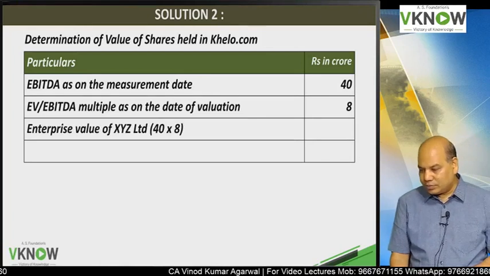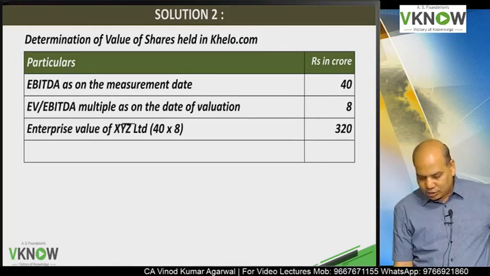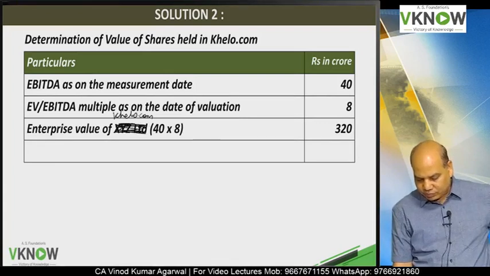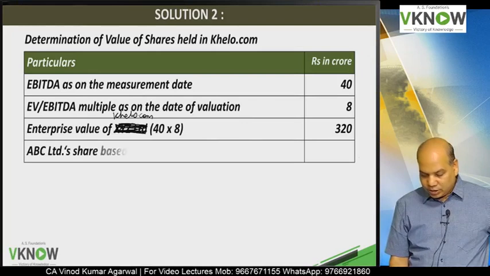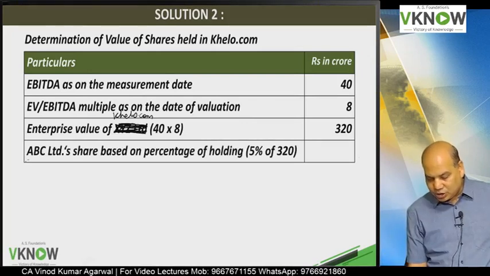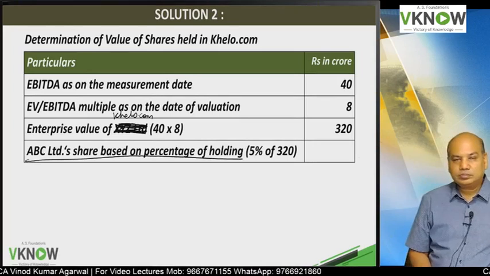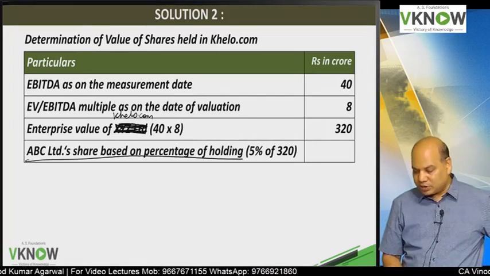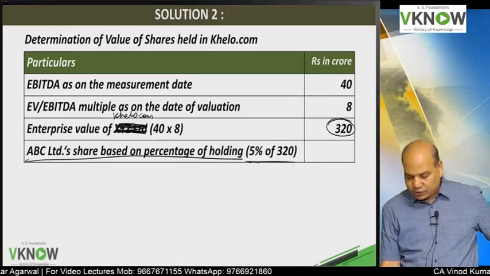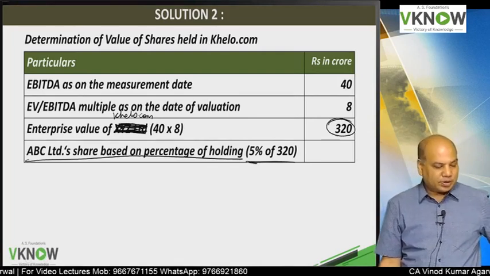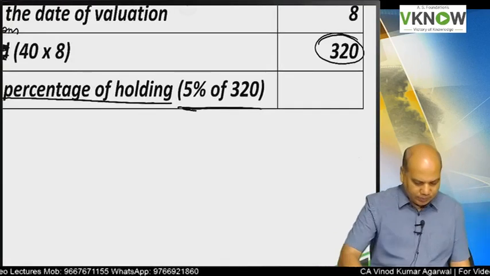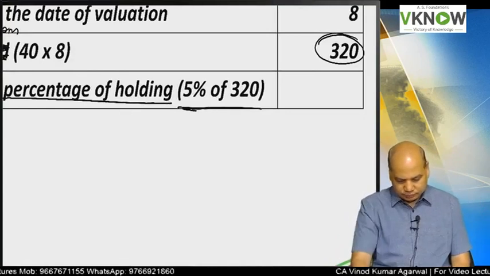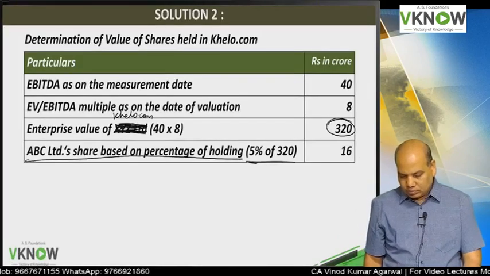Enterprise value of Khelo.com. I have just changed the name for better understanding. Enterprise value of Khelo.com, 320. ABC Limited's share based on percentage of holding, 320 into 5%, and that is 16. Is it right now?